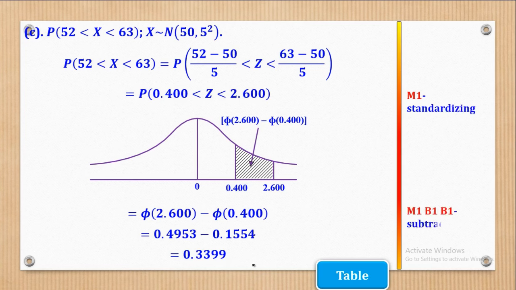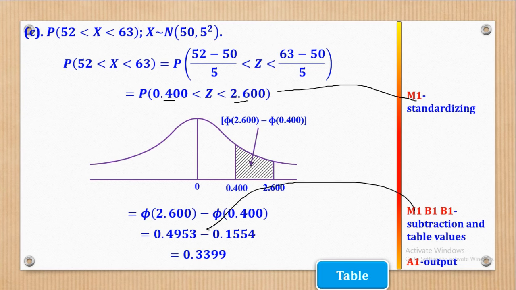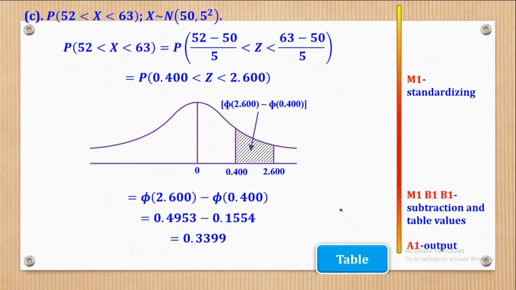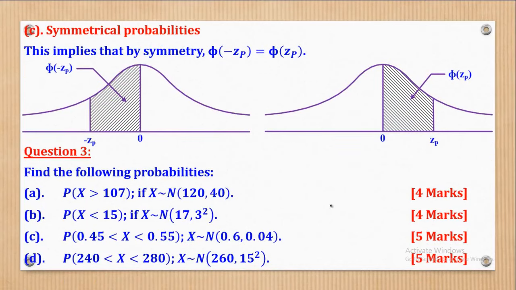Now let's see how marks can be awarded. M1 for standardizing, and the values must be to 3 decimal places. M1 for this subtraction, B1 for this first table value, and this one for the second table value correctly read, and A1 for the output after subtraction. So that has been individual probabilities.